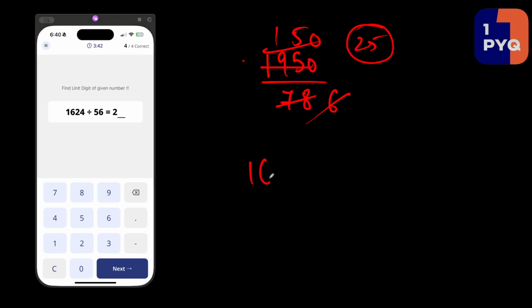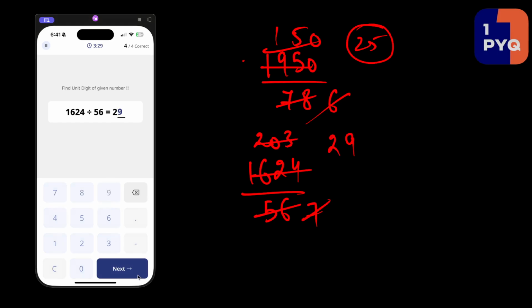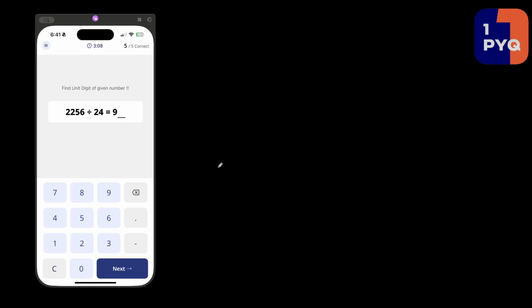Similarly, 1624 divided by 56. 8 7s are 56, 8 2s are 16, 203, 7 2s are 14, 7 9s are 63. Okay, 7 9s are 63. I can see a trick which is evolving: what needs to be multiplied by 6 to give a 4? So 9 6s are 54, right? 9 6s are 54. So that is a better way of solving things. So we can employ that in the upcoming questions, right? So 4 6s are 24.